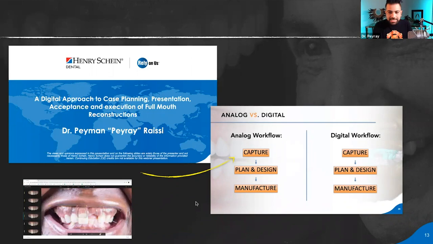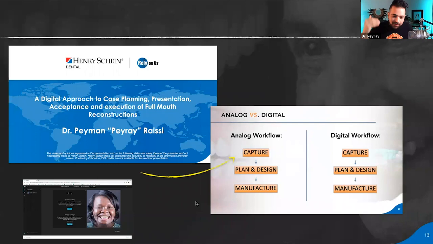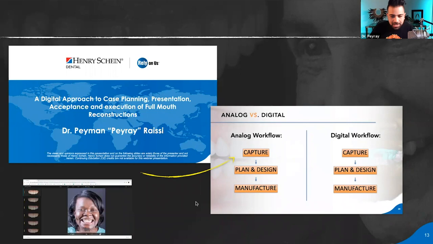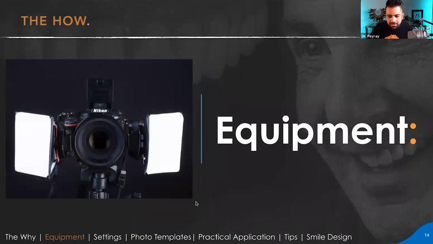So the first phase of that whole webinar that we went over was capture. Now we're going to talk about that. So in the series, spoiler alert, I'm going to have 6 webinars with Henry Schein this year. And we're going to cover lots of cool stuff, starting with this lecture with photography and smile design. So check out that last one. It's on Henry Schein Dental YouTube. It's also on my website. I think there's a link there. But definitely it's a good webinar to learn where I see things in my philosophy of looking at full mouth dentistry.